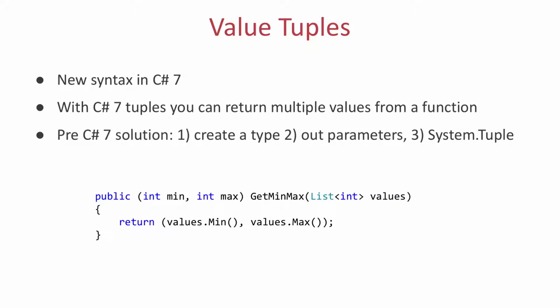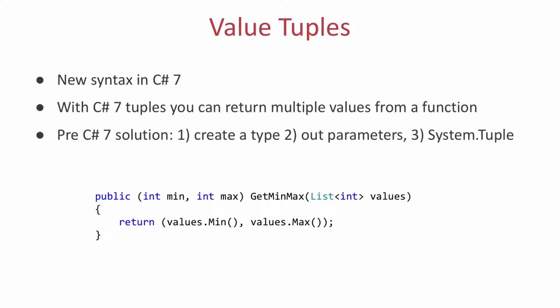So let's start with the basic syntax. On this slide, we have a method which basically returns two values, the minimum and the maximum of the input parameter, which is a list. Now, if you haven't seen C#7 yet, you may wonder if this compiles at all. Fortunately, this compiles. This is absolutely valid C#7 code. This method returns a tuple which contains two integers. Of course, you are not limited to two values.